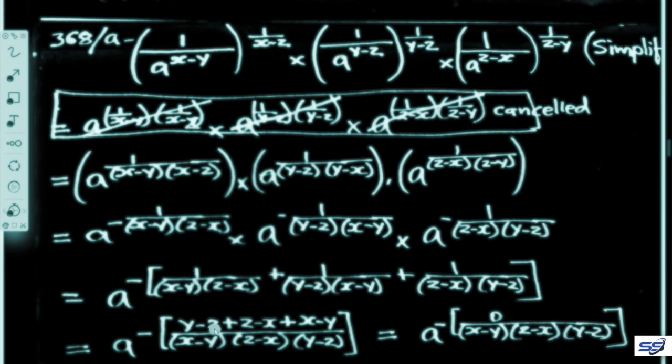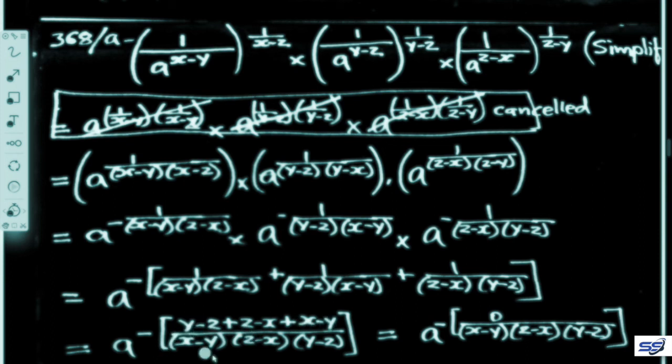So it comes as y minus z. Plus, same thing here: y minus z and x minus y are the same, so the non-similar is z minus x, which comes here. Here also the same thing: z minus x and y minus z are similar, and the non-similar is x minus y, so it comes here, x minus y. Here all three, addition shall be done.